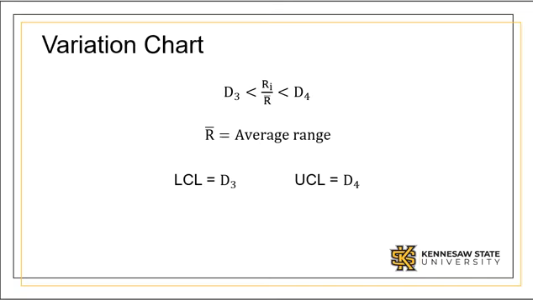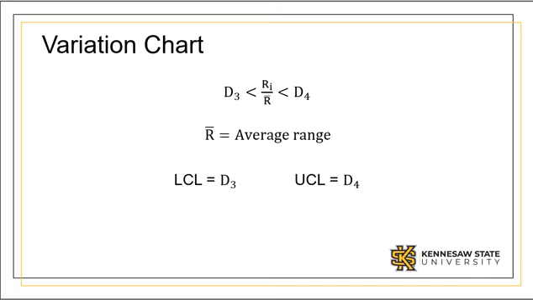Another short-run approach is a variation chart. The variation chart consists of the range of each subgroup divided by the average range. The lower control limit and the upper control limit are the anti-biasing constants D3 and D4 respectively. Recall that these values were presented in a previous lesson and are based on the subgroup size.